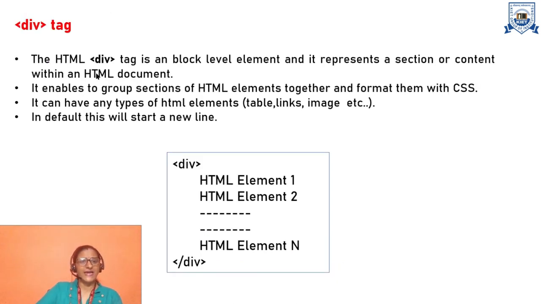So for the div, HTML uses the div tag as a block-level element, and it represents a big range, a big section, or wide content within an HTML document. It enables us to group sections of HTML together and format them with CSS, because it covers a large part of the code. It can have any type of HTML element. It can cover an entire table, links, images, etc. By default, this will start a new line. So within div and div, the entire block can be given, and it will give the effect to this complete div tag.